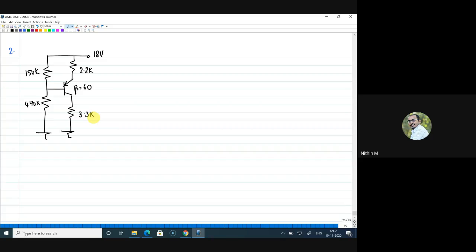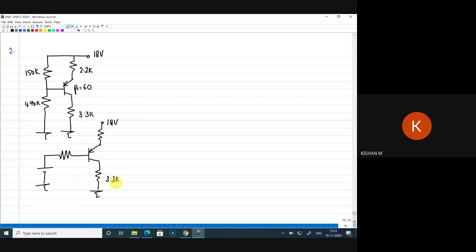So we'll start with Kishan. Kishan, I hope you followed the previous question. Yes, sir. So what is the first step? Finding the Thevenin voltage. Very good. Can you tell me what is V Thevenin? V Thevenin is 4.35 volts. I mean, 18 into 150K divided by 150K plus 470K. That means you did not follow the previous question.